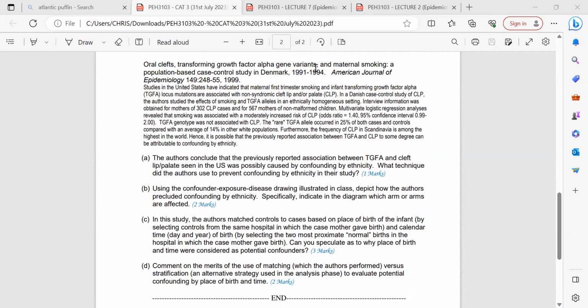Does anyone have a different answer? Good. As you think about that, we can go to part B. Using the confounder exposure disease drawing illustrated in class, depict how the authors precluded confounding by ethnicity. Specifically, indicate in the diagram which arm or arms are affected.